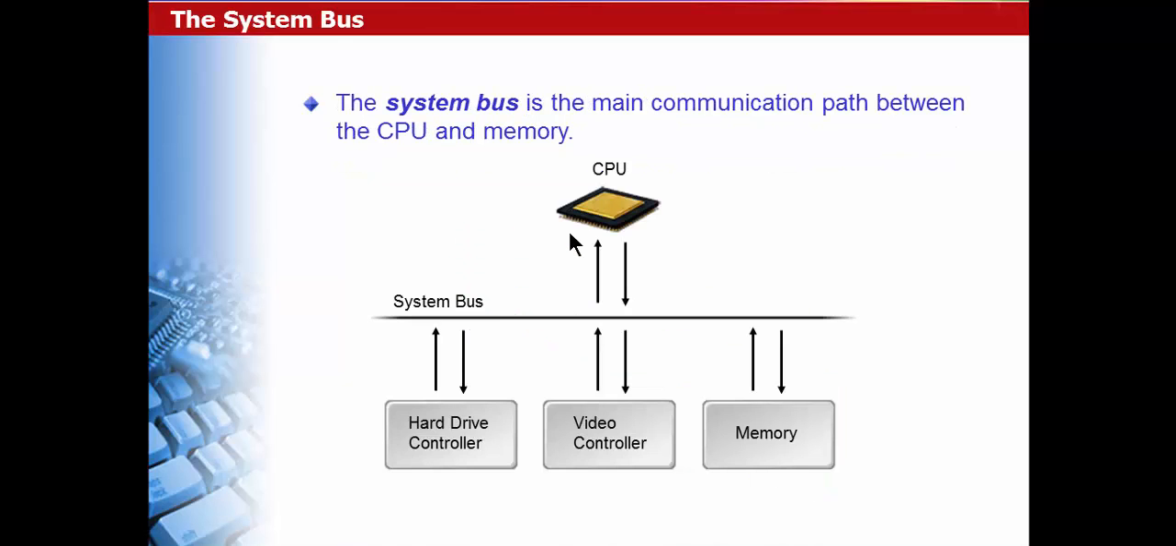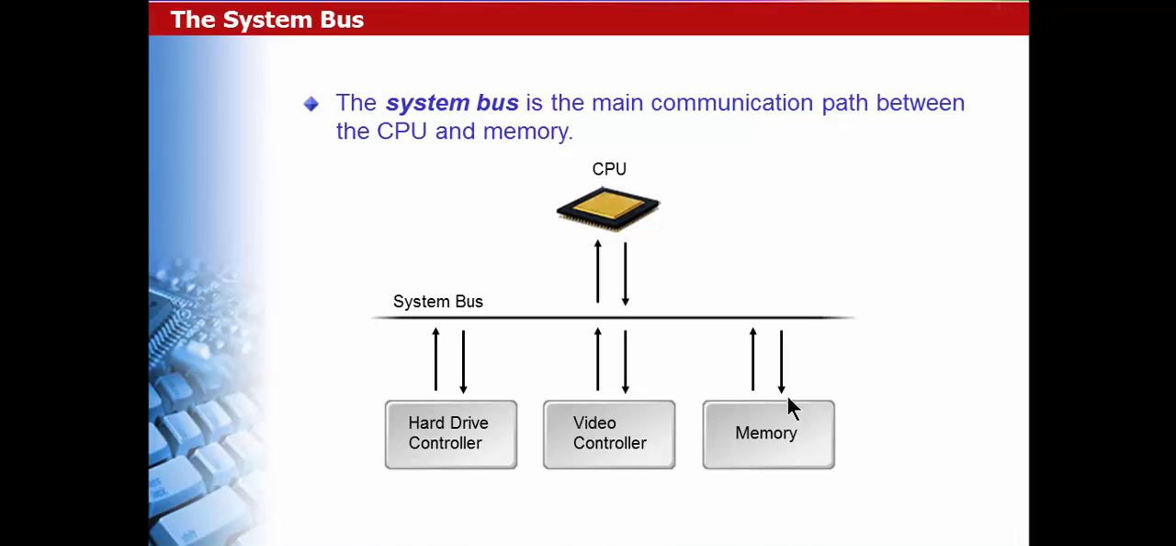Okay, so the system bus. Next, the most important thing inside a computer is the system bus. It's the main communication path between the CPU and the memory. The CPU is nothing but a processor, and we have a memory, and there should be some path for communicating between these two devices, which is nothing but the system bus. If you observe in this diagram, almost all the devices are connected to the system bus in a bidirectional manner.